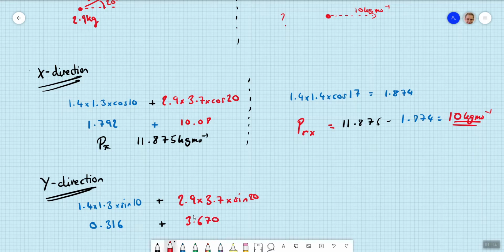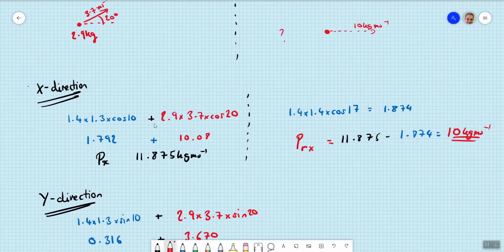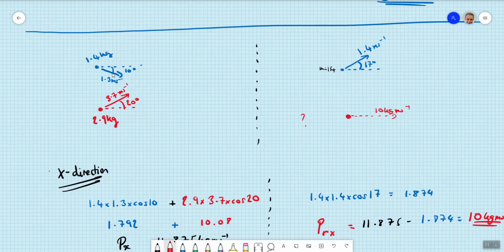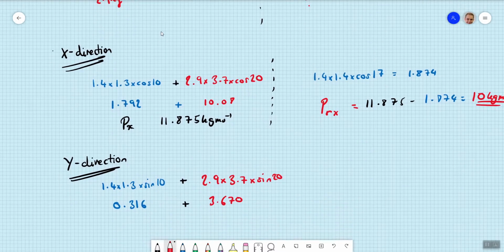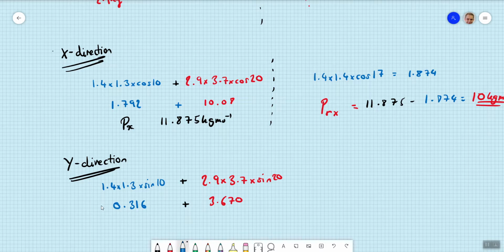Now, oh yes, the blue one's moving down, so these are working against each other. Nearly forgot, that is a minus sign, because the blue is going down and the red is going up. So I'm going to minus them away from each other: 3.670 minus 0.316. I've got a grand total of my y direction momentum equal to positive, so it's going up, 3.354.